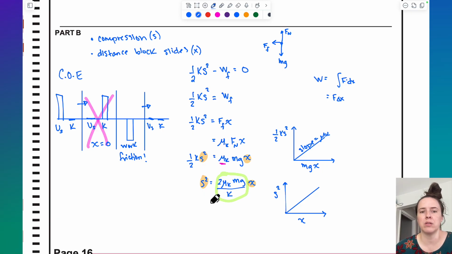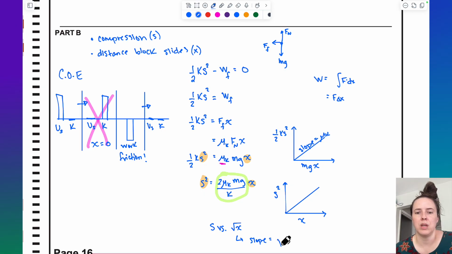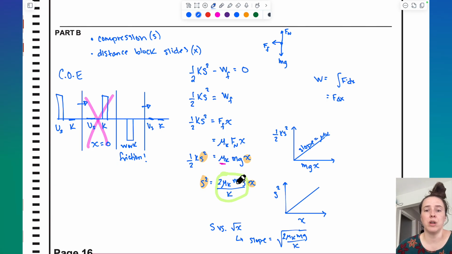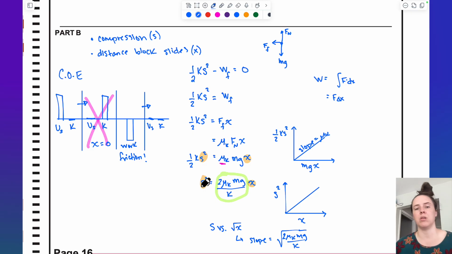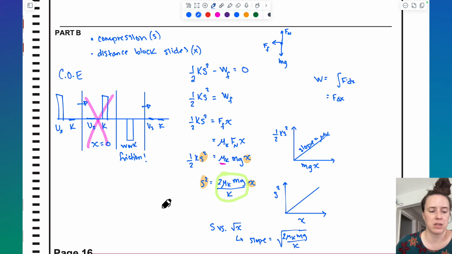You could also take the square root, so you could also do s versus root x, in which case your slope would be the square root of that stuff, 2 mu k mg over k. You could switch your axes. So you could do x versus s squared and then multiply all that stuff to the other side. So it'd end up being the reciprocal. There's a lot of different ways you could do it that are totally valid. The important thing is that you have some quadraticness versus some linearness. So somebody's getting squared or rooted on your axes.